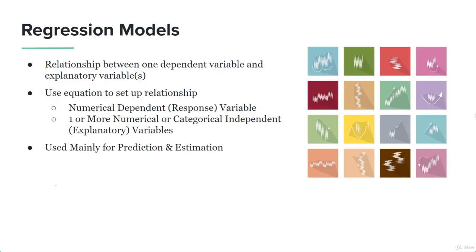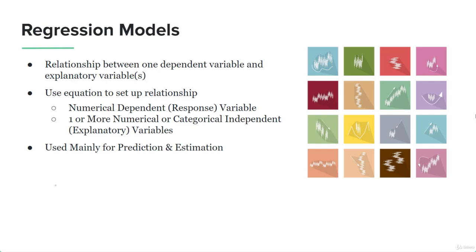Regression models are used to represent the relationship between one dependent variable and one explanatory variable, or multiple explanatory variables. Another name for explanatory variable is the independent variable. So what regression models do is they hypothesize and model the relationship between dependent and explanatory variables. So they basically use an equation to set up the relationship.